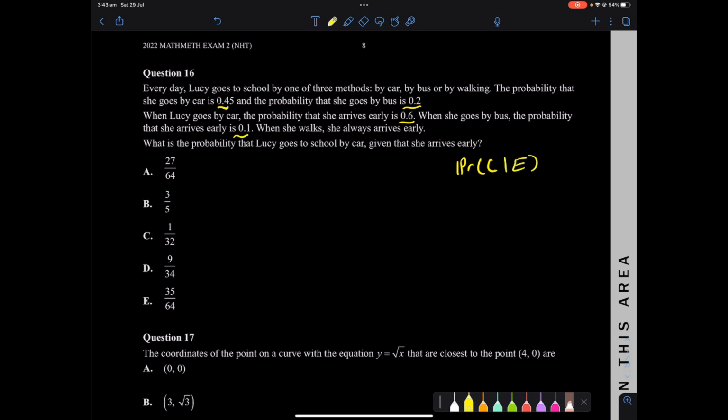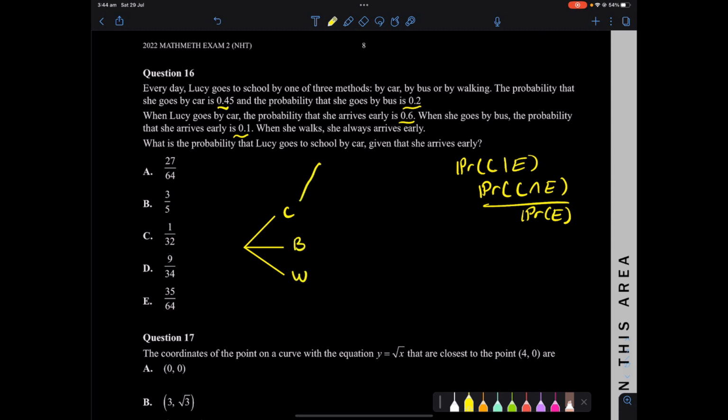So before I do this, we're just trying to find the probability of C intersection E over the probability of E, which is early. Now we're going to just nicely draw a tree diagram. We have three things she goes by: she can go by car, bus, or walking. And there are 2 probabilities left: she can make it early, or she can make it late.